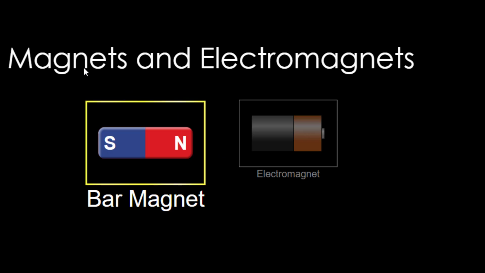Today we'll study magnets and electromagnets. We first look at the magnet. This is the bar magnet. I'll just click on this bar magnet.